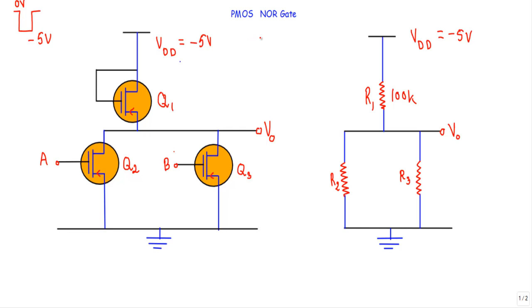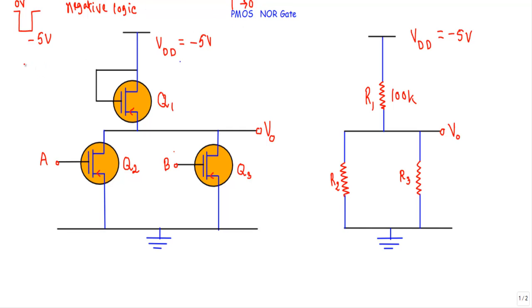In this video, I will show you the operation of PMOS NOR gate. PMOS NOR gate means this circuit will be constructed using P-type enhancement MOSFETs, and this will be a NOR gate, that means if at least one of the inputs is at logic 1, our output will be 0. This is PMOS logic, so to specify logic 0, I will apply 0 volt. To specify logic 1, I will apply minus 5 volt. Therefore, it will be a negative logic circuit, because the logic 0 voltage is greater than the logic 1 voltage.